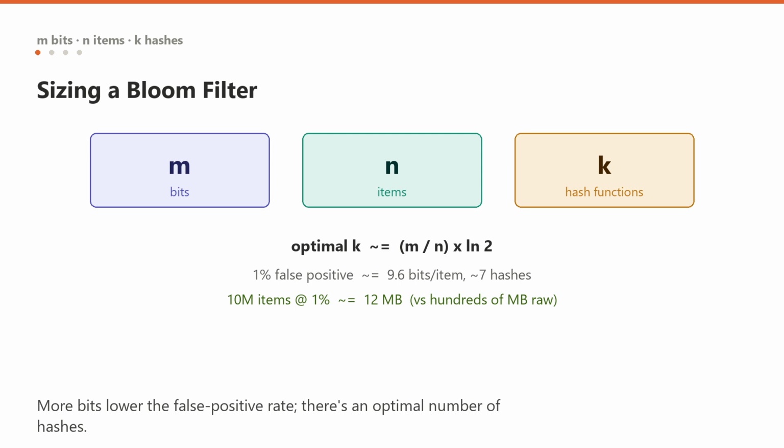There's an optimal number of hash functions, roughly m over n, times the natural log of 2. And a handy rule of thumb, to get a 1% false positive rate, you need about 9.6 bits per element, with about 7 hash functions. So 10 million items at 1% is roughly 12 megabytes, versus hundreds of megabytes for the raw set. That space saving is the whole point.